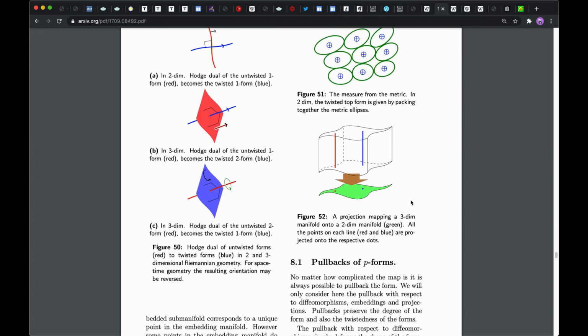And here on figure 52 we have an example of a projection mapping a 3D manifold to the bottom 2D manifold, and you can see that those lines will be collapsed and represented in the plane as dots here.